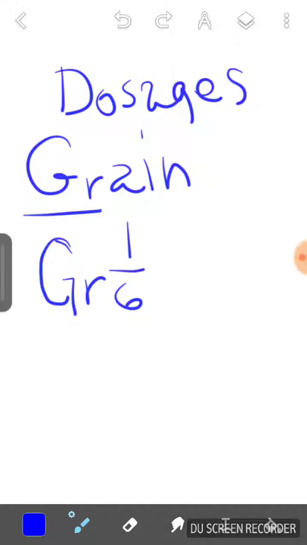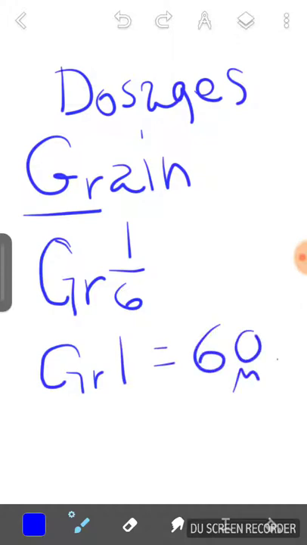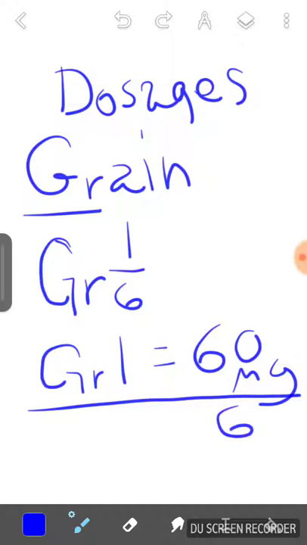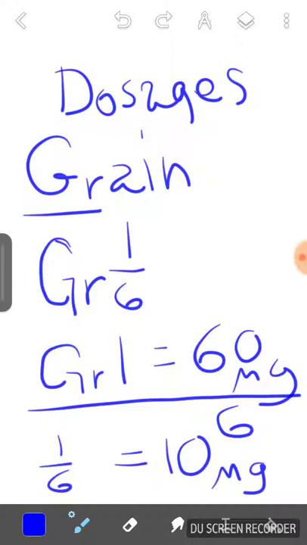then we could also take the formula grain 1 is equal to 60 milligrams and divide this by 6, and it would show that grain is 1/6 and that milligrams is 10 milligrams, and that is the equivalent of 1/6 of a grain. As you can see here.